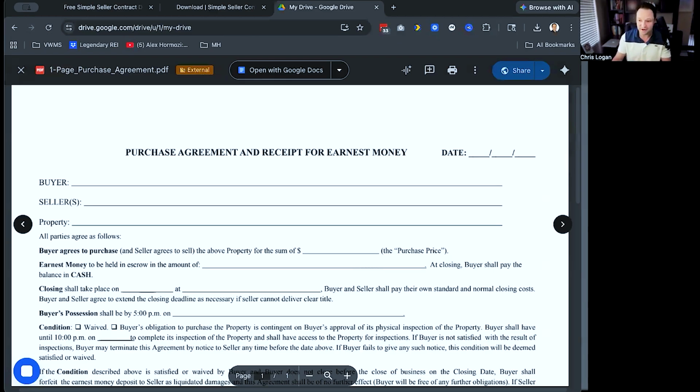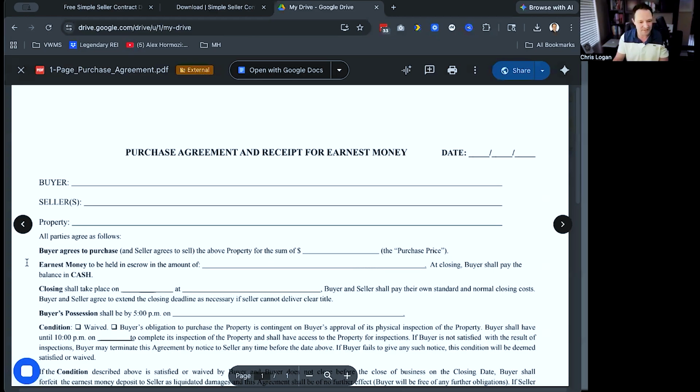Next, let's go to the property address. This just identifies the property. Keep it accurate. A small mistake here can create unnecessary headaches later. Let's go down to the purchase price. Buyer agrees to purchase and seller agrees to sell the above property for the sum of blank. So this is the number you agreed upon with the seller. When explaining this to a seller, just keep it simple. This is the price that we agreed to. Don't overcomplicate it. Everything else in your deal flows from this number.